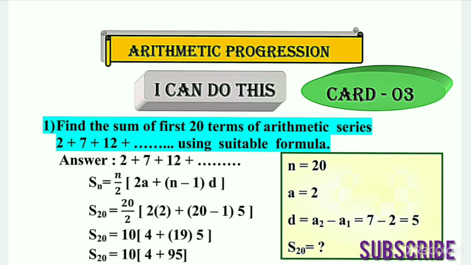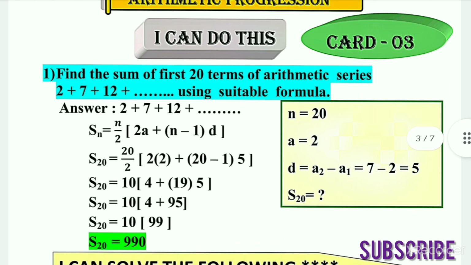Okay, then what do we want to find out? Yes, 20 we want to find. That means n = 20 we want to substitute. Okay children, now write the formula Sn = n/2 [2a + (n - 1) d]. In that, the n value we know is 20 and the a value is 2. Then the n value again 20, and d value 5. If we substitute, we will get the answer 990.